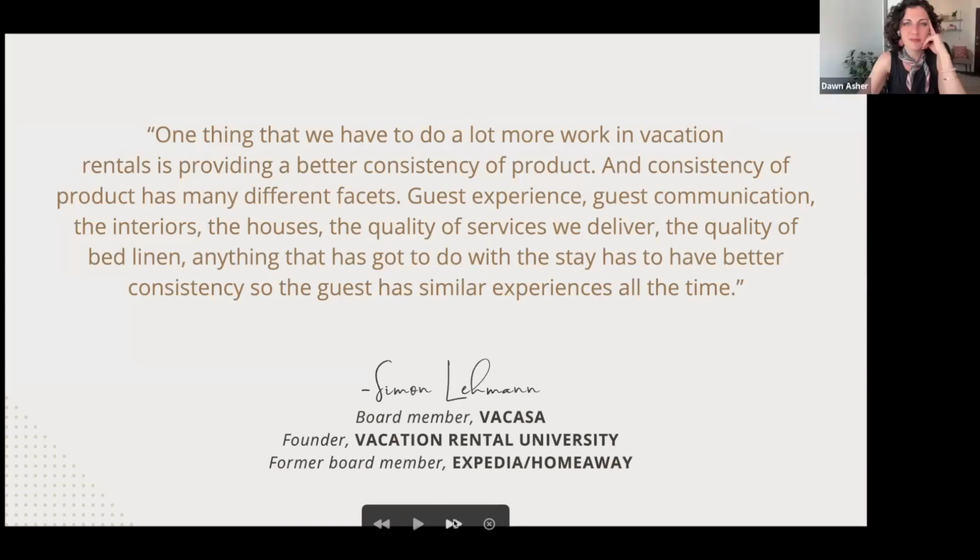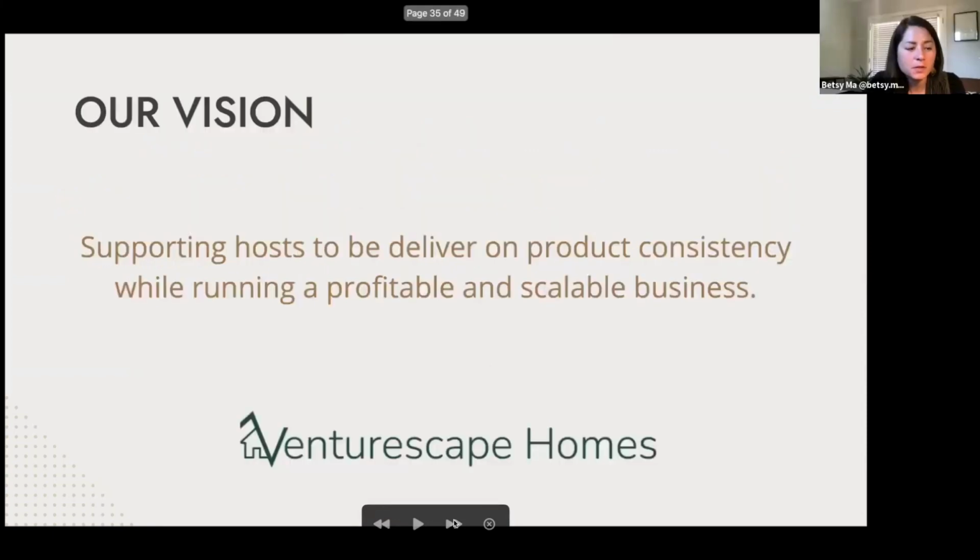So you have your beautiful Airbnb listing, you have your beautiful Vrbo listing. Is the guest showing up to the property and that's what they're experiencing? So our vision, Venturescape Homes, is to support hosts to deliver a product consistency while running a profitable and scalable business. We want you to be able to feel like what you put on the market day one can be what the guest experiences a year, 2 years, 3 years later, and that it brings you joy in actually hosting, and that it's a profitable and scalable business where you're not so bogged down in the day to day.